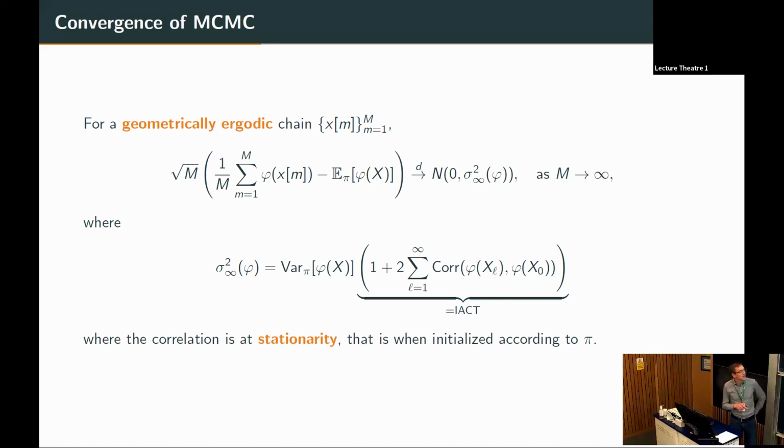My quick question is, are there any conditions needed for this infinite series to converge? Yeah, it's essentially that you have this type of geometric ergodicity. If the chain is geometrically ergodic, what that means is that it's forgetting its past state geometrically fast, then you will have a convergence of this series as well.